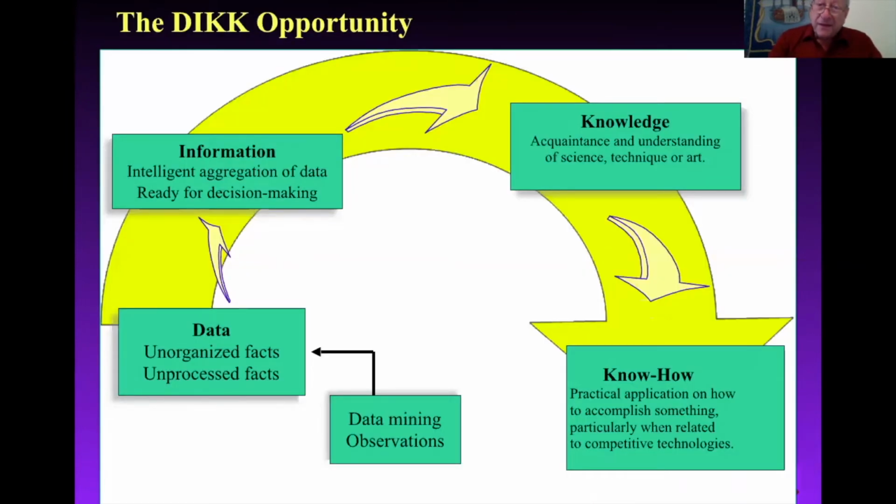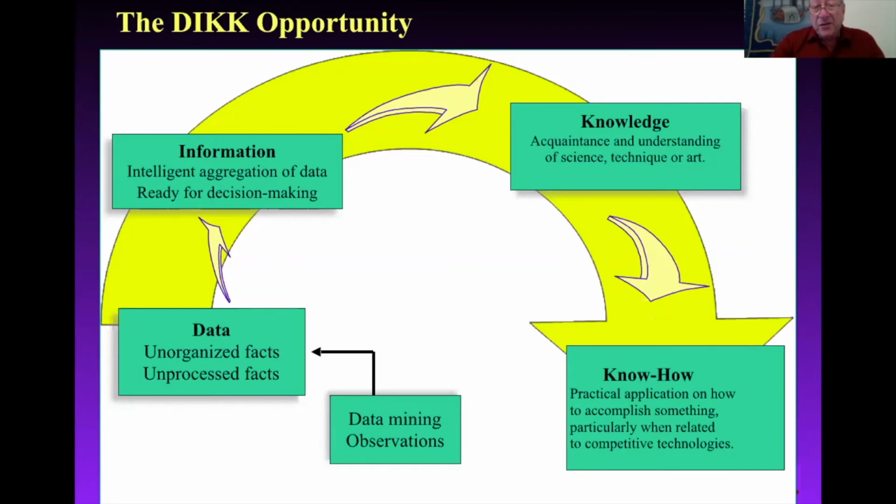Well, this is a fairly difficult slide, so let's take a look at it from the bottom left. Data is when you do data mining, you do a series of observations and you put them in. So data is a series of facts that are unorganized and unprocessed. It's just numbers or facts. Once you start going from data into information, now you are intelligently aggregating the data and starting the process of putting that data into a decision-making mode.